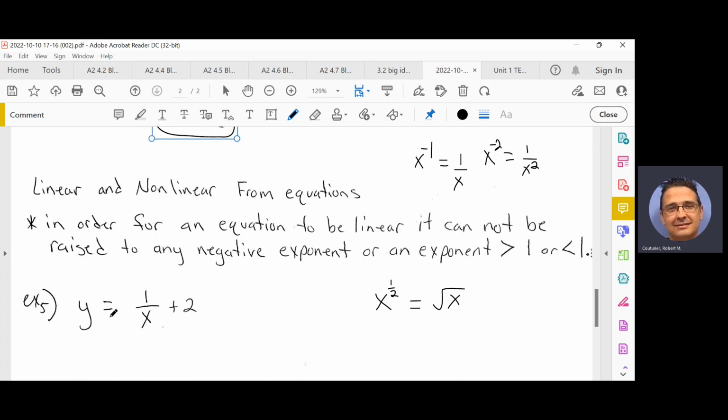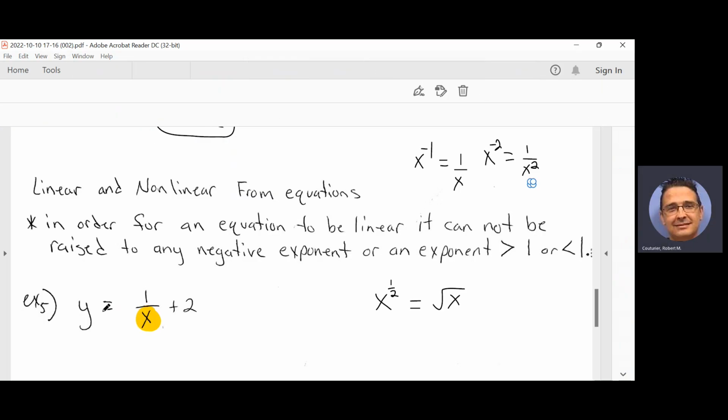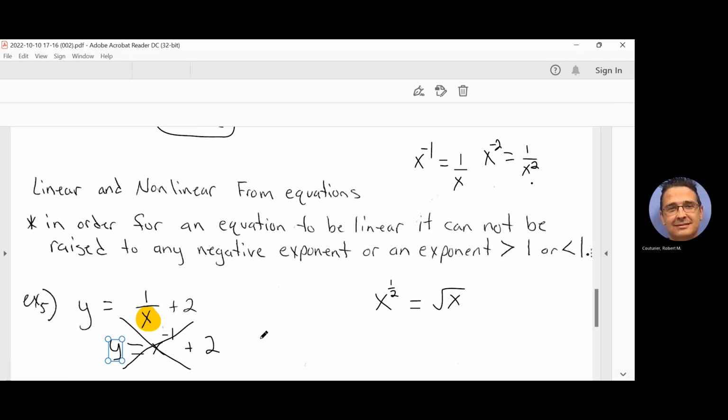So example 5, is this a linear equation? Well, look where our x is. I see that my x is in a denominator, right? If we wanted to be fancy and rewrite this, it could also look like this: y is equal to x to the -1 power plus 2. That is not linear. Definitely not linear.